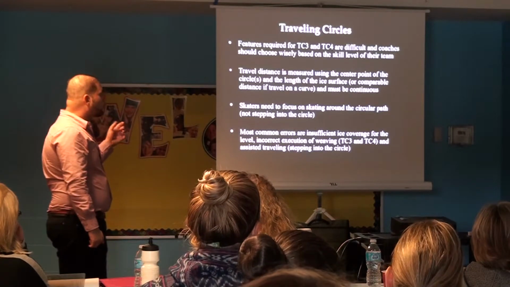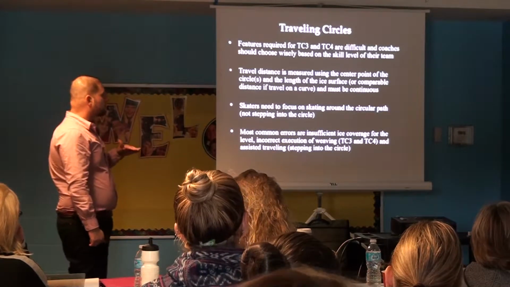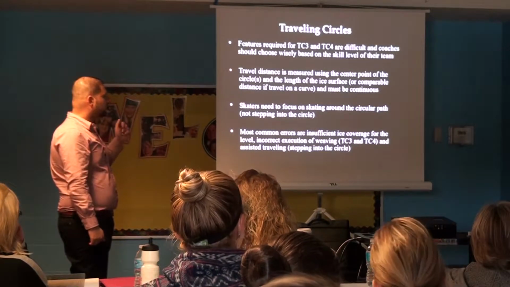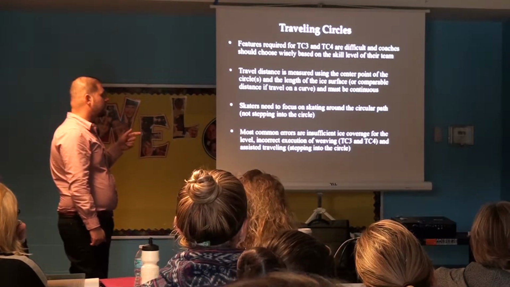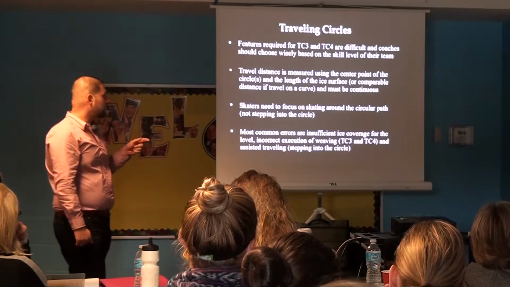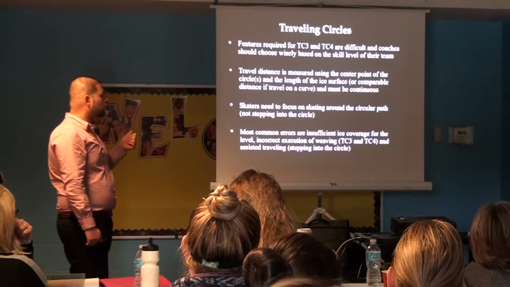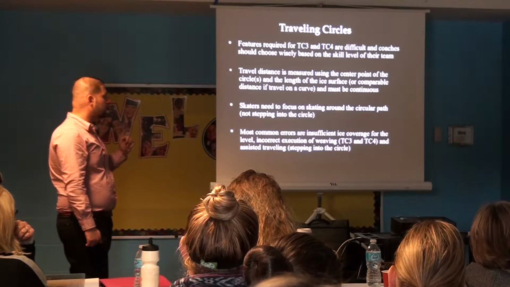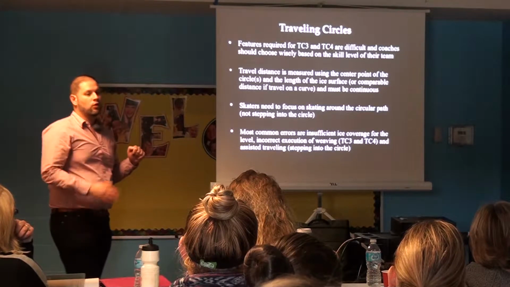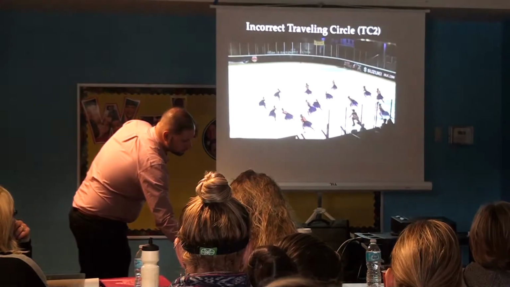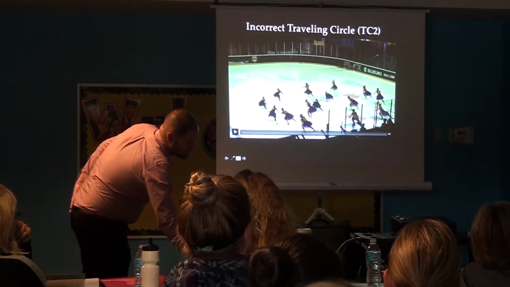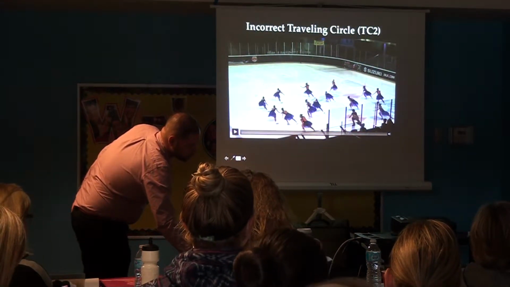Skaters, as I mentioned before, need to focus on skating around the circular path and not stepping into the circle. Most common errors that we get for dropping a level are insufficient ice coverage for the required level you're attempting, incorrect execution of the weaving feature for traveling circle 3 and 4, and any assisted travel which involves stepping into the circle. This is an example of an incorrect traveling circle 2.